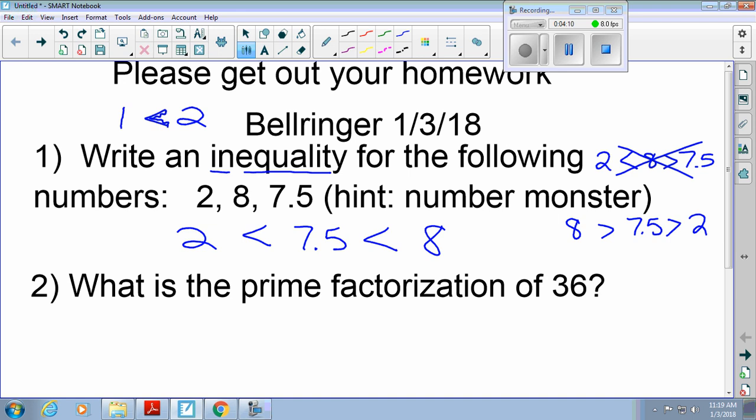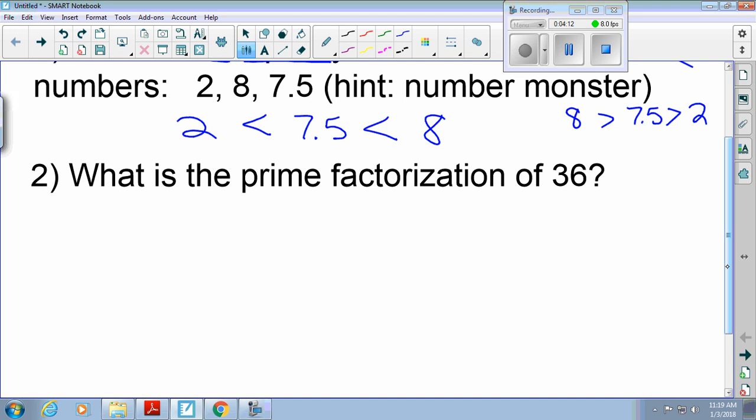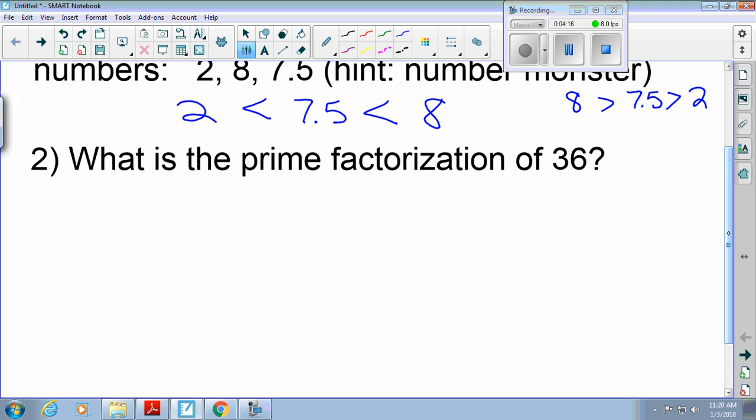All right? Moving forward, what is the prime factorization of 36? So first of all, if we know we are going to do prime factorization, you need to know what a factor is. What is a factor?